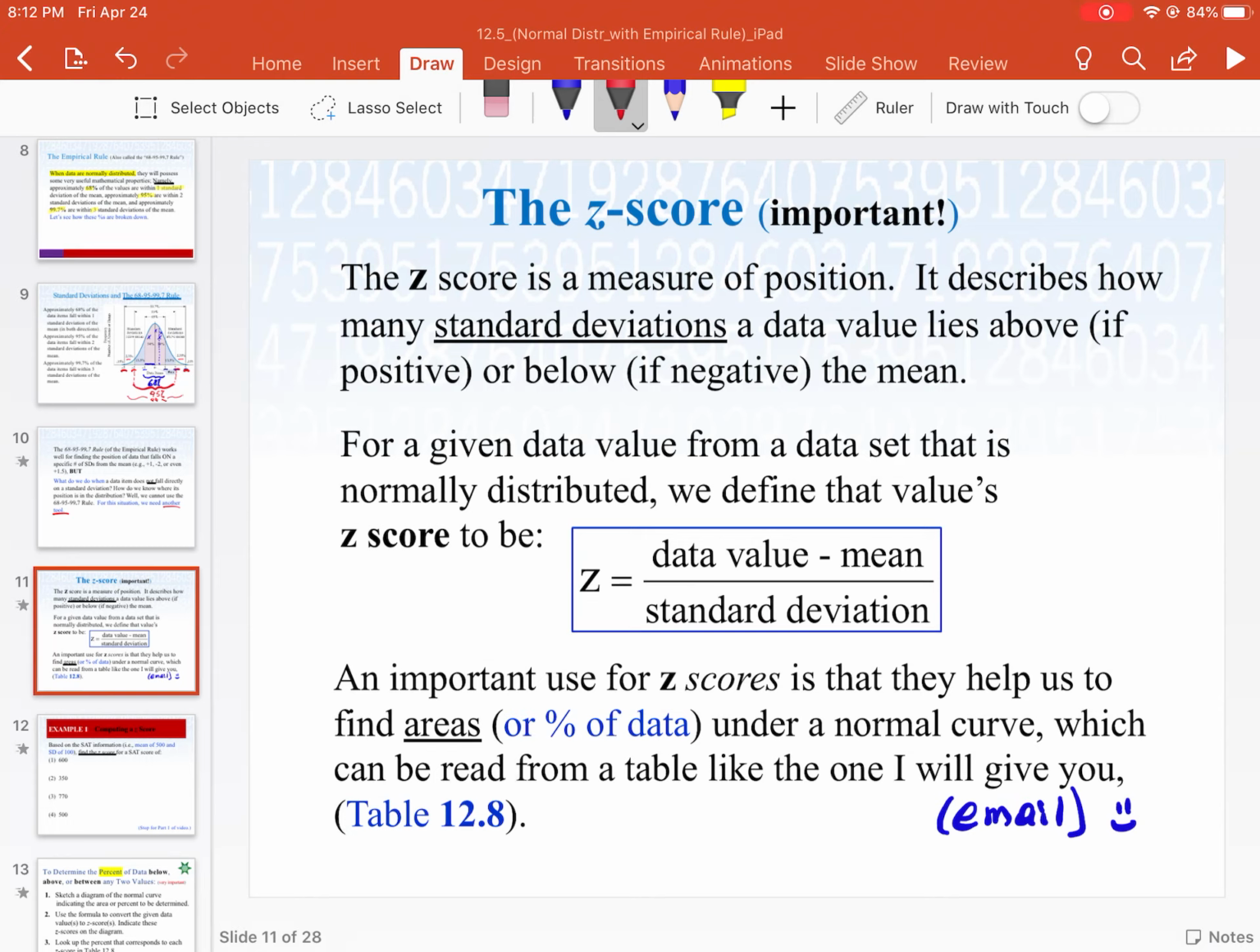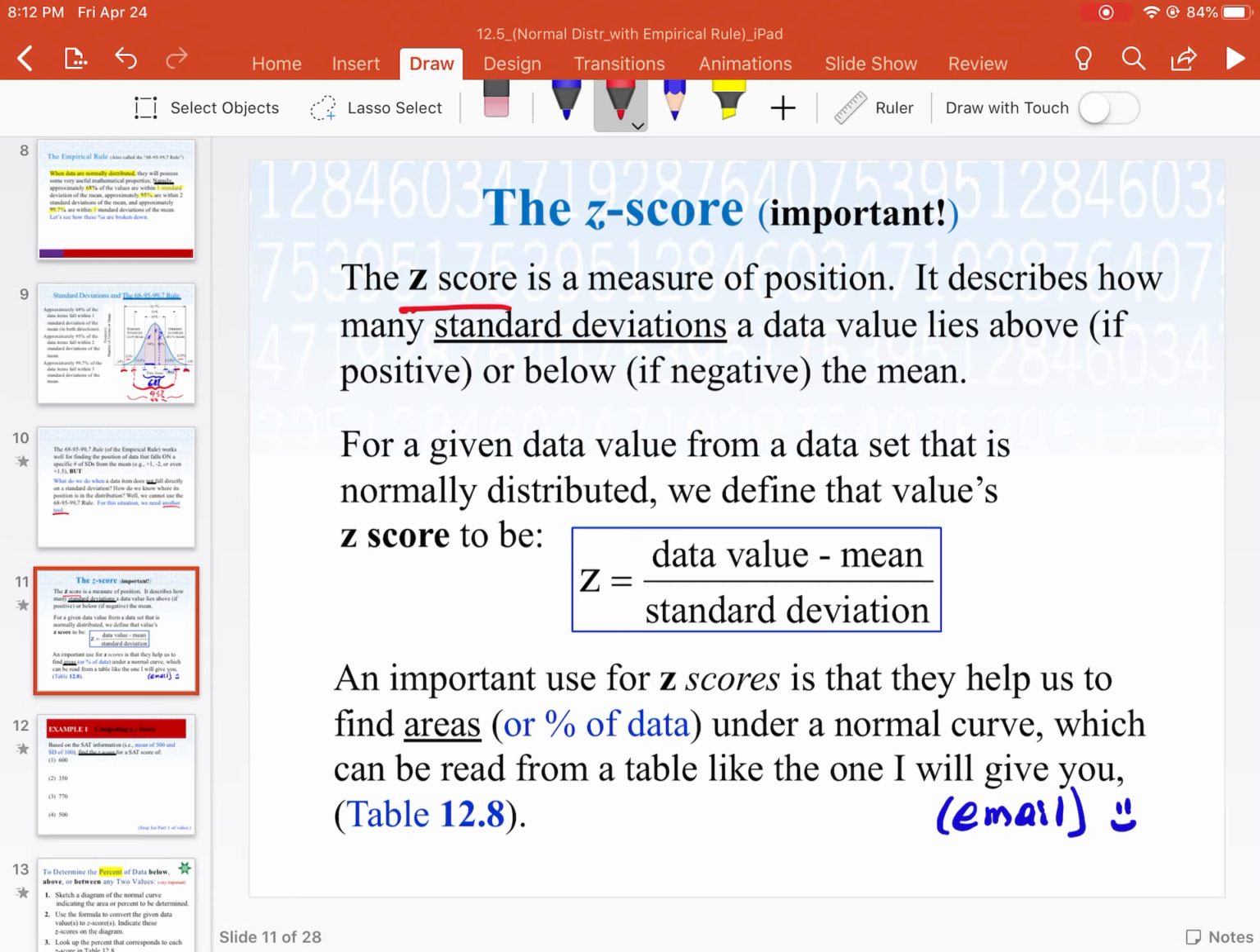Think of the Z-score as a measure of position. Every data item has a Z-score, which will rank it in the data set. It'll tell you where it falls. Your SAT score, things like that. Your height, your IQ. They have a Z-score, which will rank it among the population.